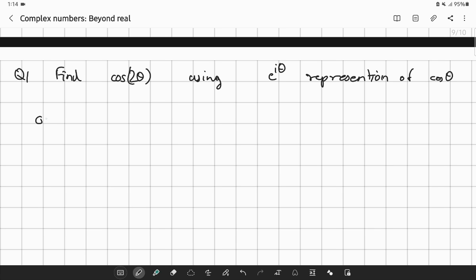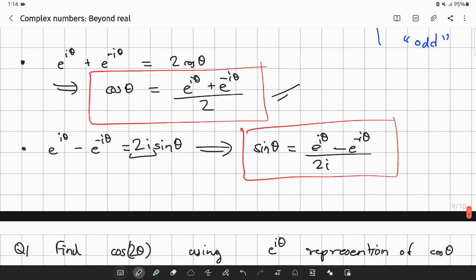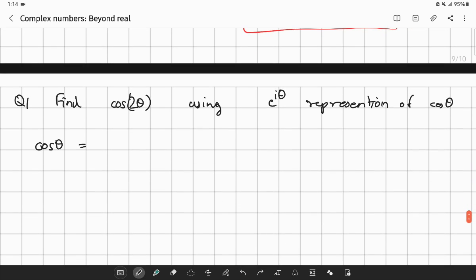So you're supposed to start from cosine theta, this relation over here. So you're supposed to start with cosine theta equals e raised to i theta plus e raised to minus i theta divided by 2. Okay, let's see what we can do with this.